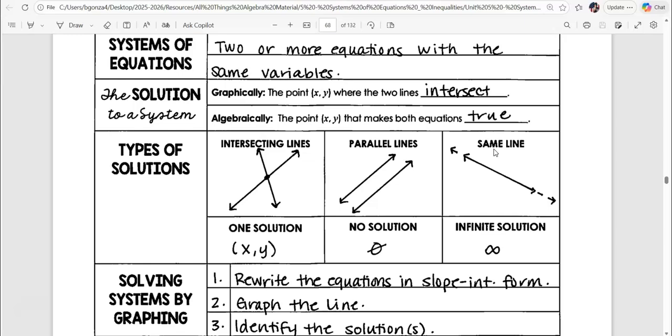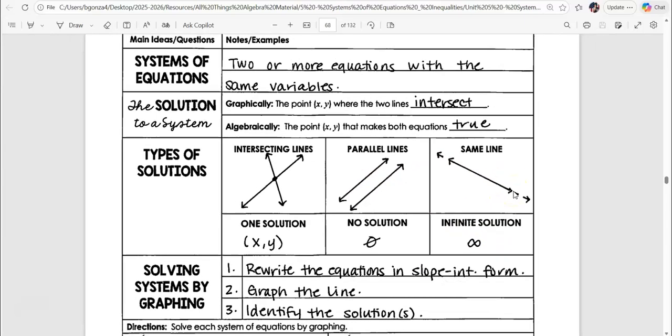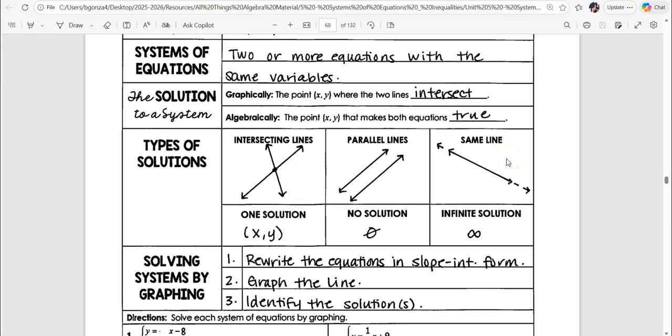Now look, types of solutions. If you have 2 lines that cross once, that's the solution, x comma y. If you have parallel lines, you have no solution. They don't touch. And if you have the same exact line, then you have infinitely many solutions. So here is the way we're going to do this today. We're going to solve by graphing. Step 1, rewrite the equation. Step 2, graph the line. And step 3, identify the solution.